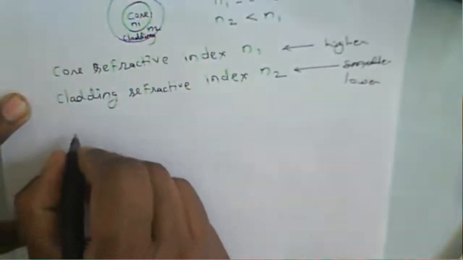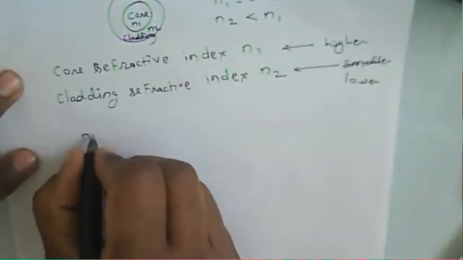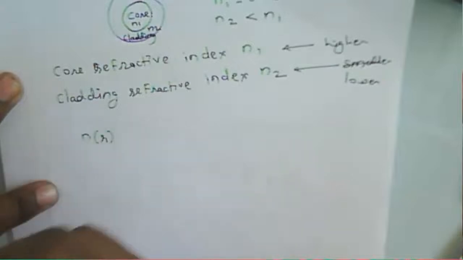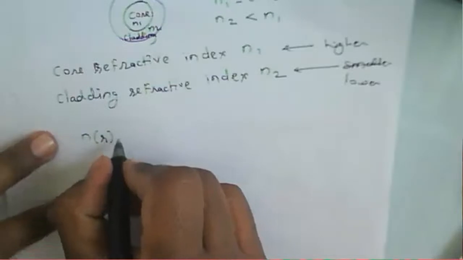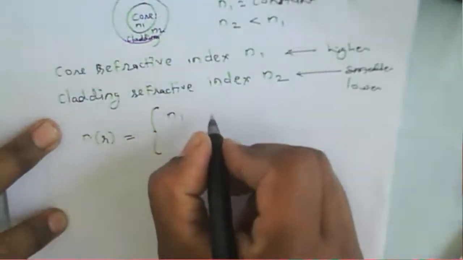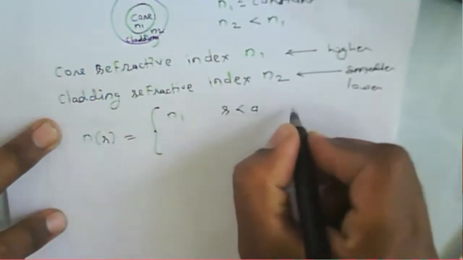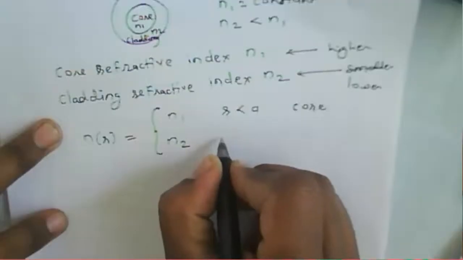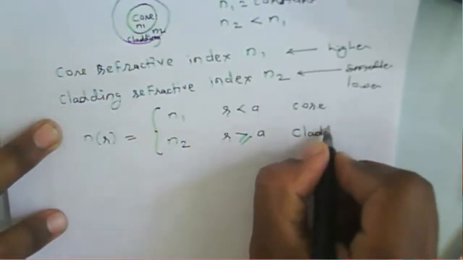So the profile, if you consider it for this step index fiber with respect to the radius r, which is the core radius, or we can relate it with the diameter also. In that case, we say that it is n1 when the radius is less than a, so it belongs to the core here. It will be n2 when r is greater than or equal to a, so it belongs to the cladding.